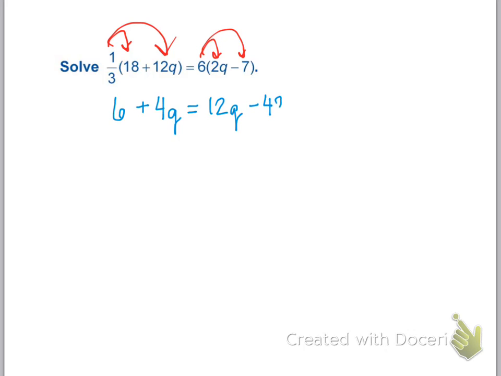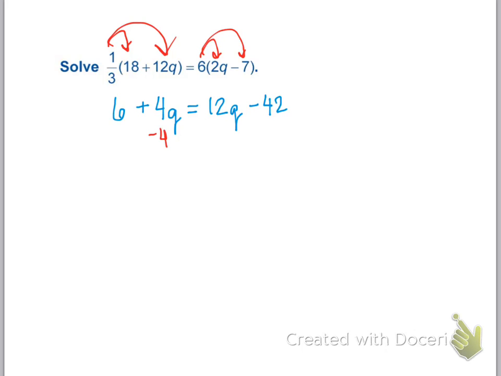Alright, this one's a little bit scarier. It has a fraction in it. But thank goodness you have your handy dandy calculators. We need to distribute. 1/3 times 18 gives us 6. 1/3 times 12 gives us 4q. Oh, look at that. Fraction disappeared. Distribute the 6. 6 times 2 is 12. And 6 times 7 is negative 42.